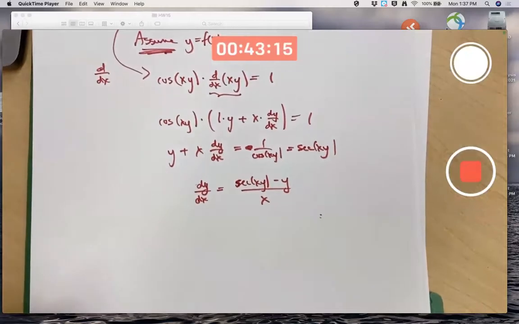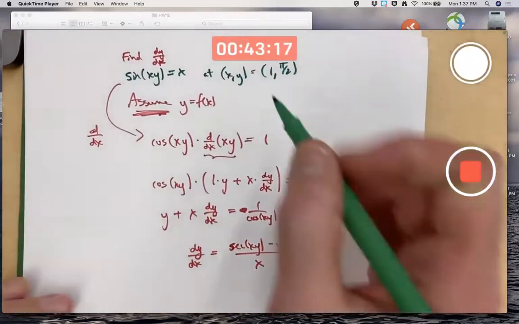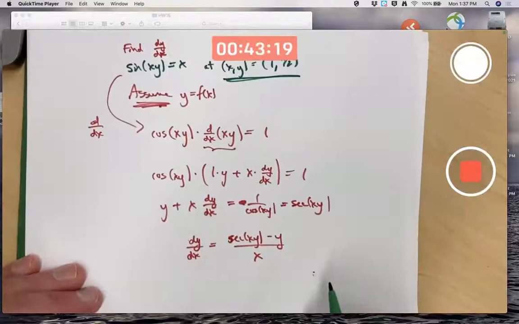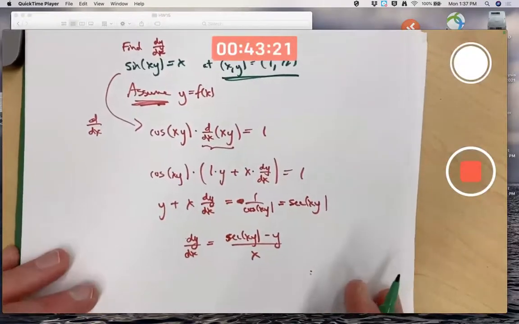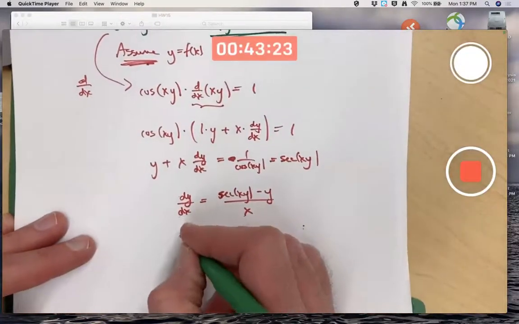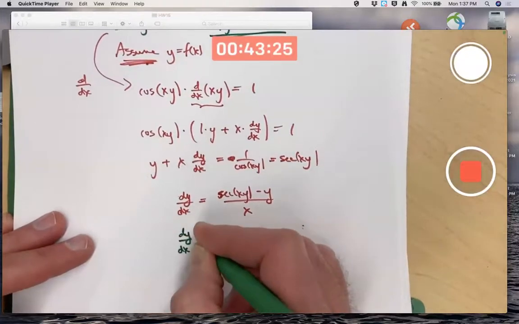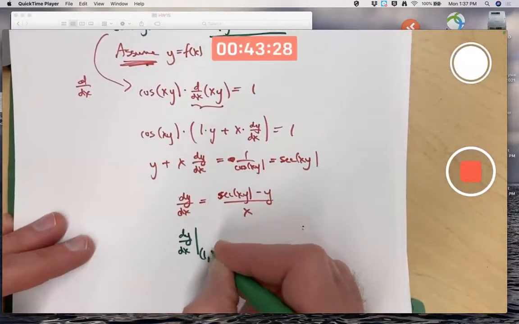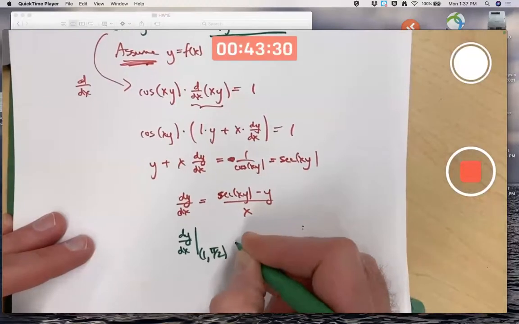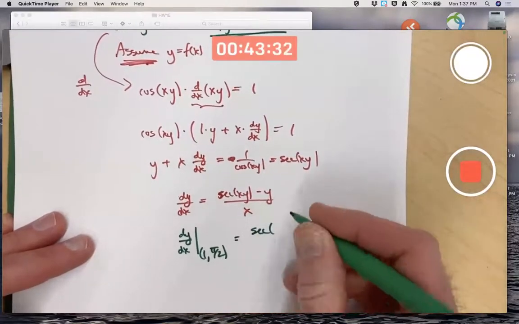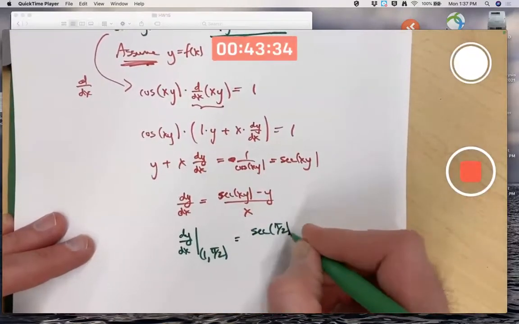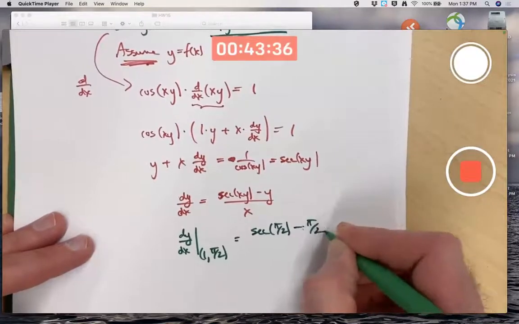And it does look like we're not dividing by 0 when we plug in this point here. So there's, yeah, evidently no problem with differentiability. So now I plug in the point. dy dx at the point (1, pi over 2) is secant of 1 times pi over 2, which is secant of pi over 2, minus pi over 2, all over 1.